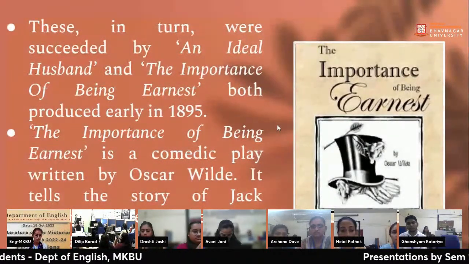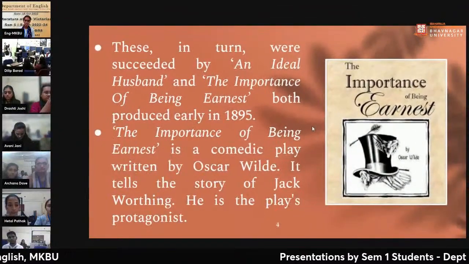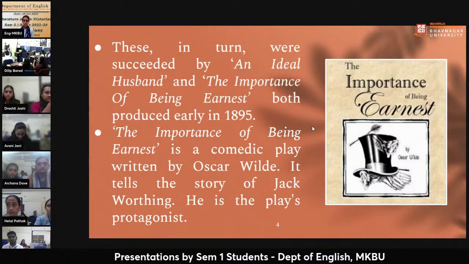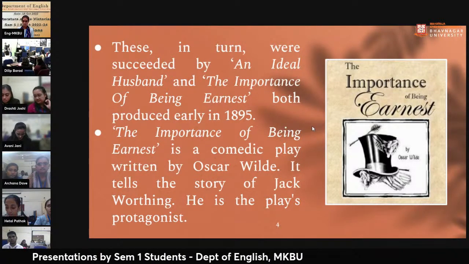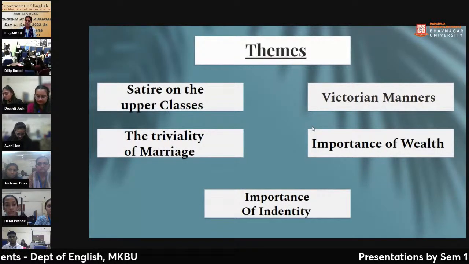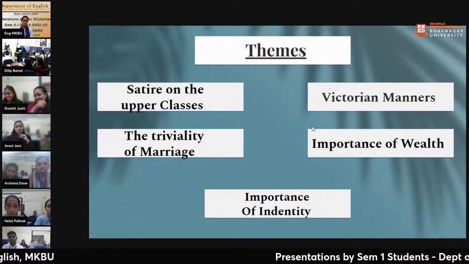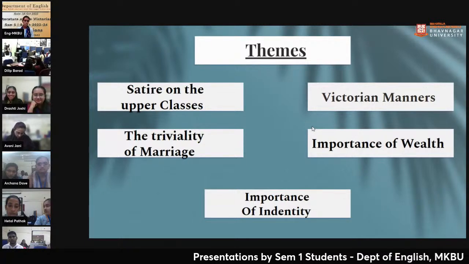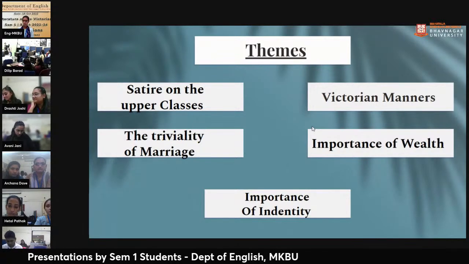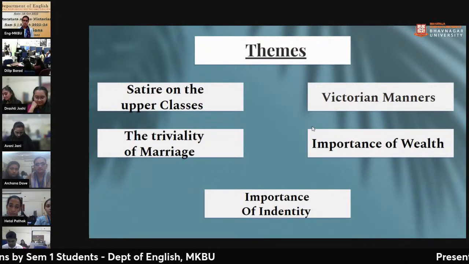The Importance of Being Earnest is a comedic play written by Oscar Wilde. It tells the story of Jack Worthing. He is the play's protagonist. Themes of The Importance of Being Earnest: satire on the upper classes, the triviality of marriage, Victorian manners, importance of wealth, and importance of identity.